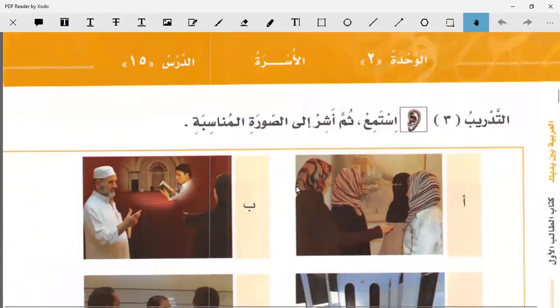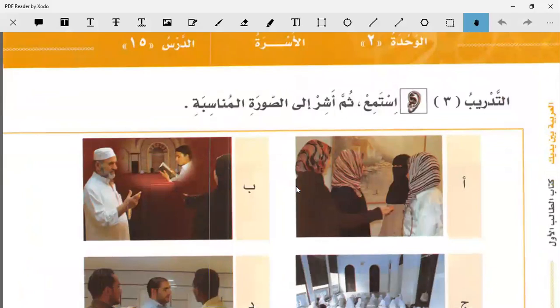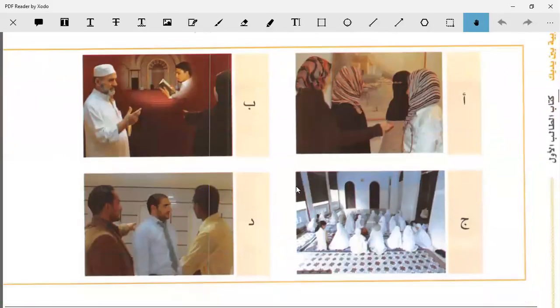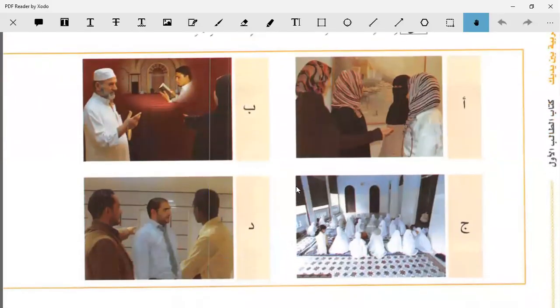Okay. التدريب الثالث, start exercise. استمع ثم أشير إلى السورة المناسبة. Listen then point toward the appropriate picture. So we have got four options here. Okay.